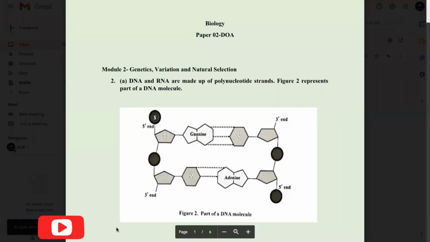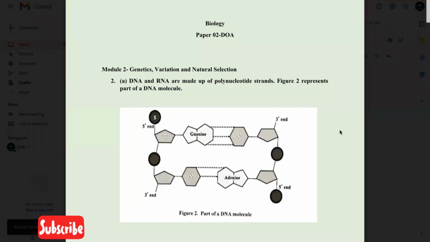I've already done question 1, so today I'll be working the rest of the paper. Let's get right into it. Module 2, Genetics, Variation, and Natural Selection. DNA and RNA are made up of polynucleotide strands.